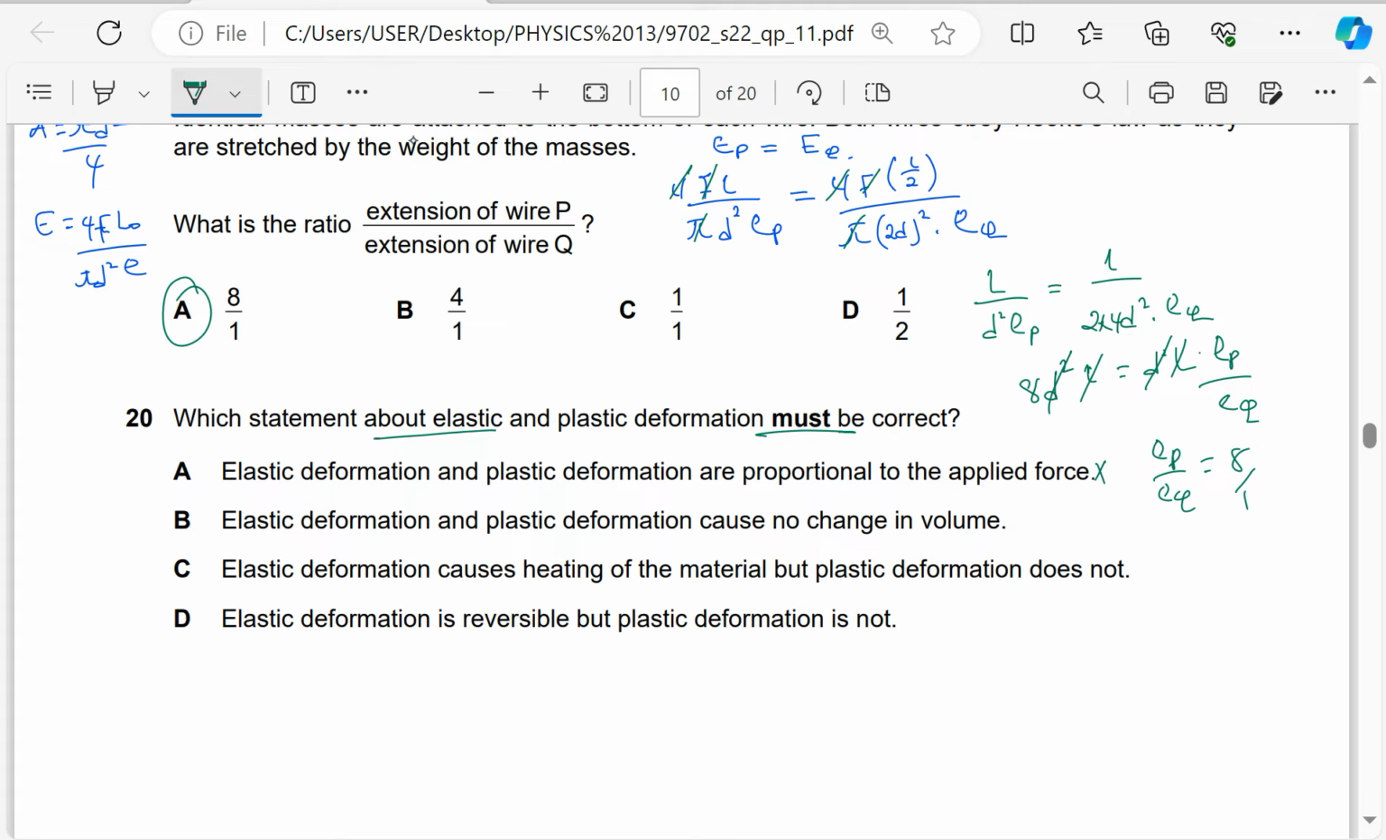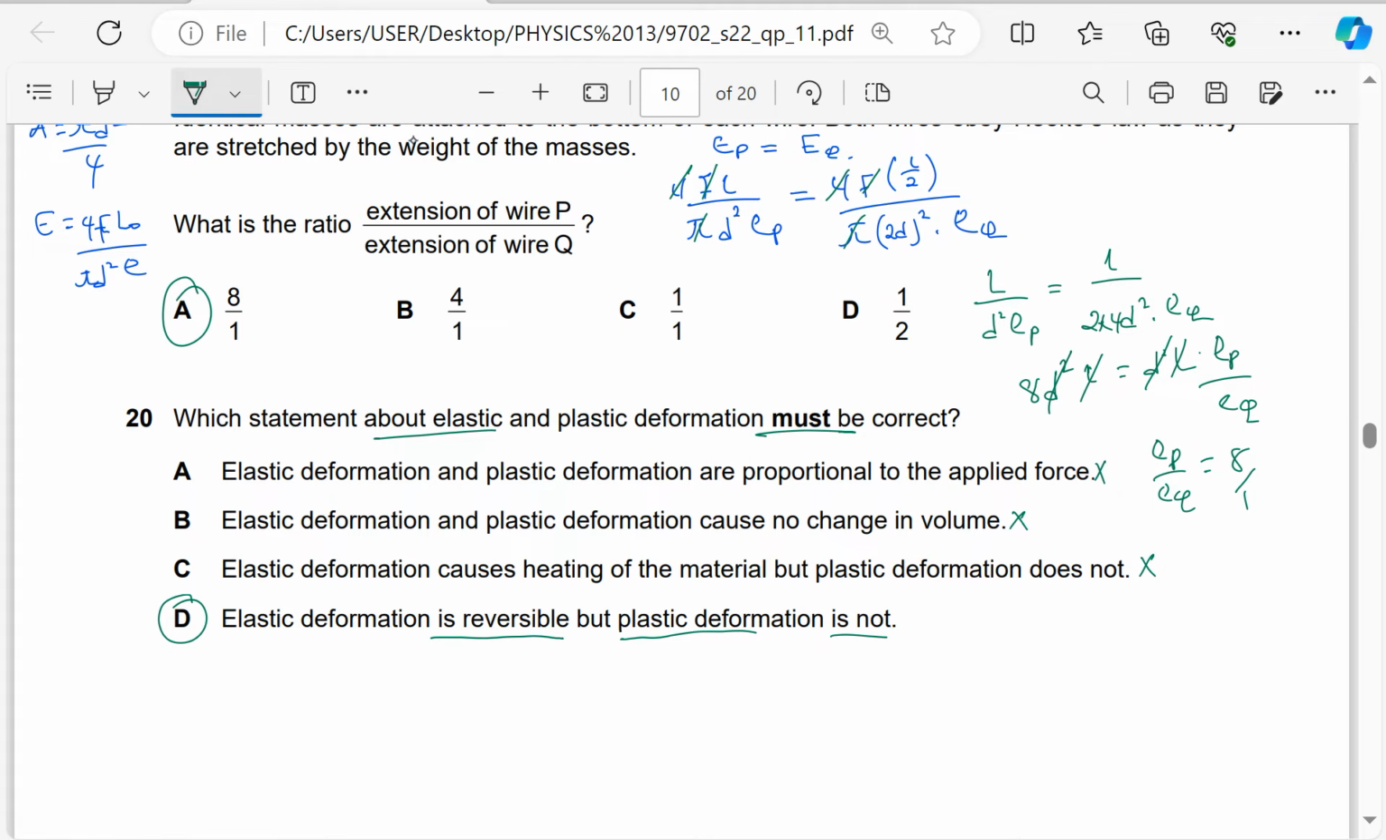Elastic deformation and plastic deformation cause no change in volume. That is also not true because the wire stretches, and the cross-sectional area changes. Elastic deformation causes heating of the material, but plastic deformation does not. It is actually plastic deformation that would cause heating of the material. Elastic deformation is reversible. It can be removed. Plastic deformation is not. So the answer is going to be D.